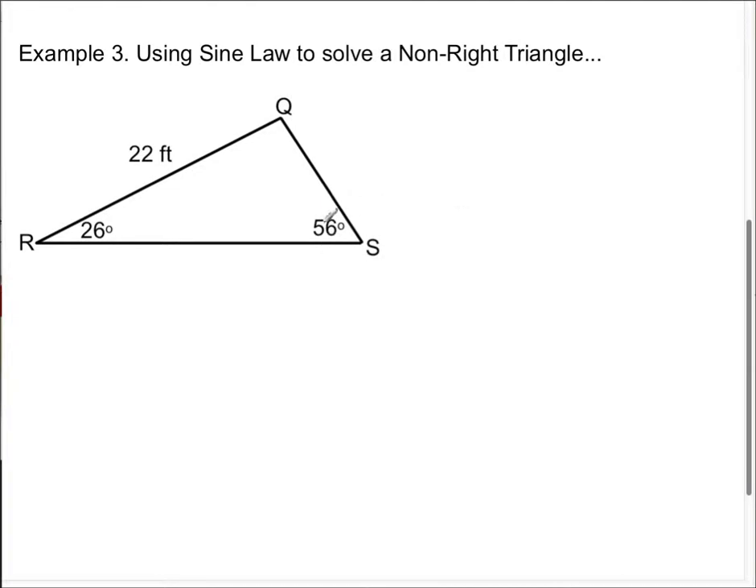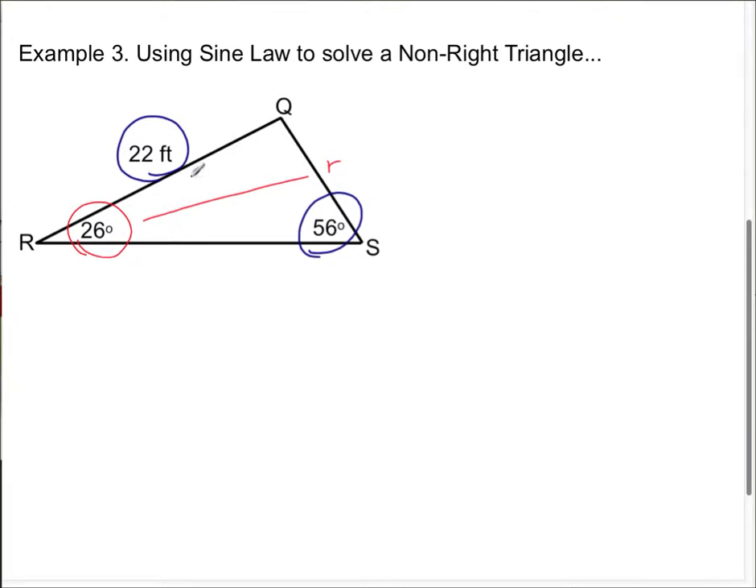So here's what I'm going to do. I need an angle-side pair if I'm going to use sine law. Here's an angle, here's a side. I'm going to set it up. What else can I find? Well, that's a good question. The only other piece of information I have is this angle. So if I have an angle, it means I can find its opposite side, which we're going to call little r. So there's where I'm going to start.